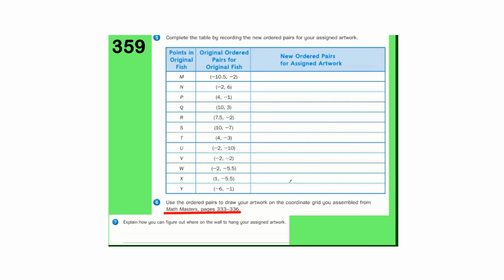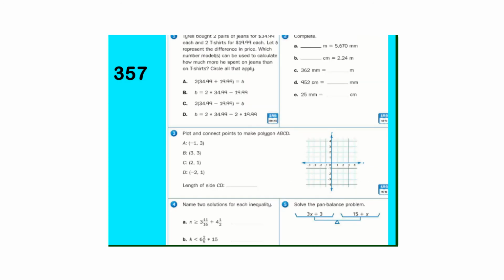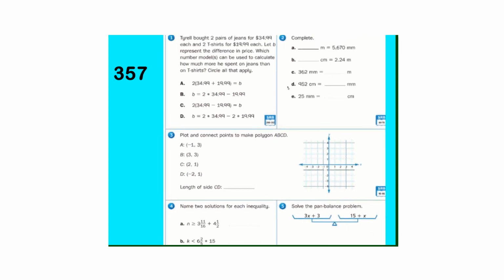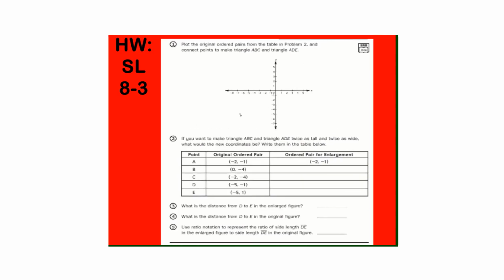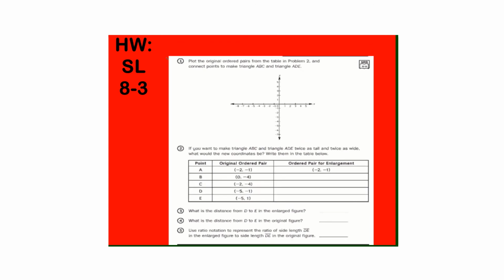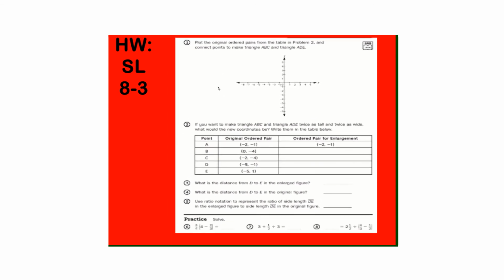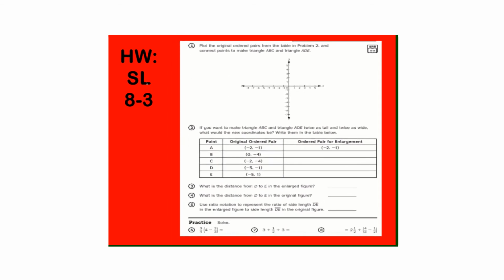And we are just going to skip 359 because I just don't have all of those pages, and I think you probably understand already anyway. And we're on to the math box, page 357. There is the page, and here is the study link. Let me make this a little smaller so I can get it all on one page here for you. And that's it for lesson 8.3.